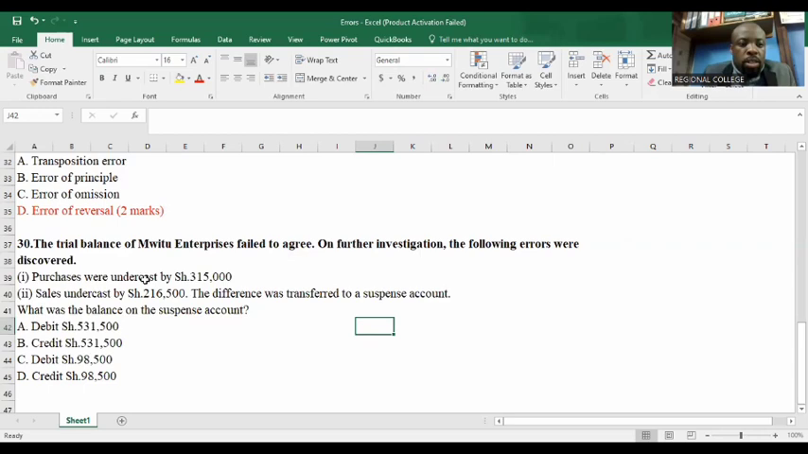So let's see what has happened in this transaction in number 30. They say that the trial balance of Me2 Enterprises failed to agree. On further investigation, the following errors were discovered. So the purchases were undercast by 315, sales undercast by 216,500. The difference was transferred to a suspense account. What was the balance on the suspense account?